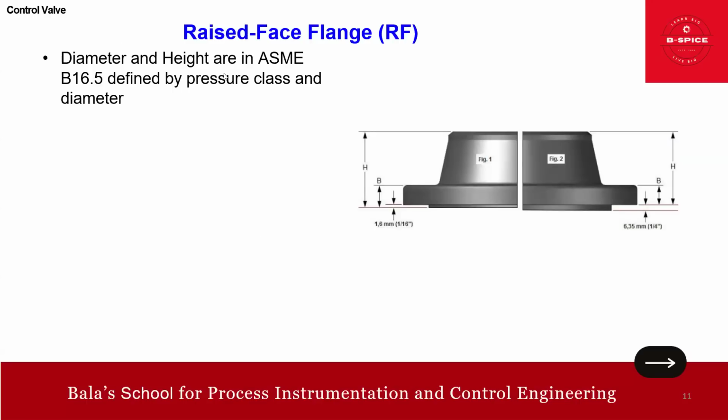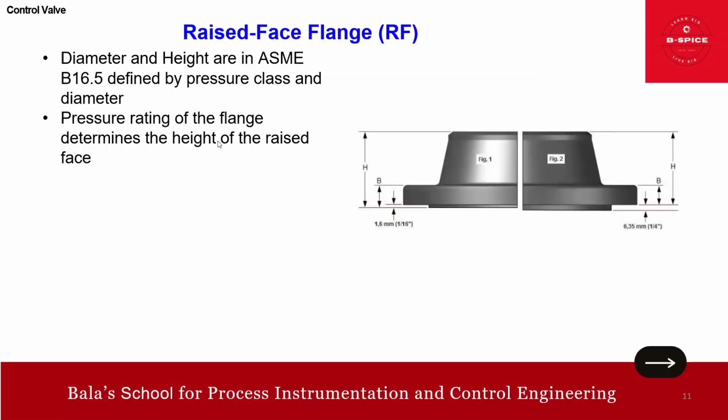Friends, the diameter and height in ASME B16.5 are defined by the pressure class and the diameter. Whatever diameter and height is mentioned in ASME B16.5 is basically derived by the pressure class and the diameter. So the pressure rating of the flange determines the height of the raised face. That is the point.